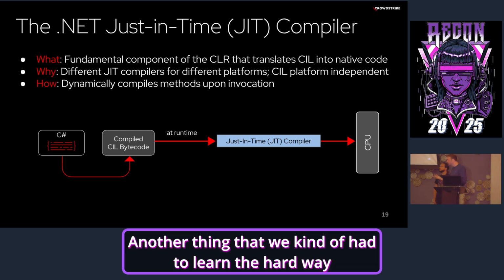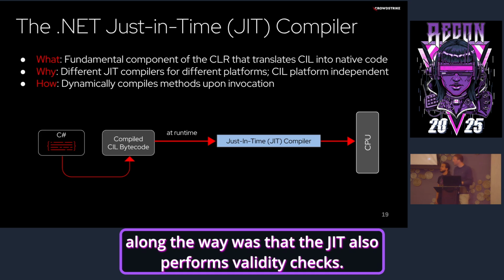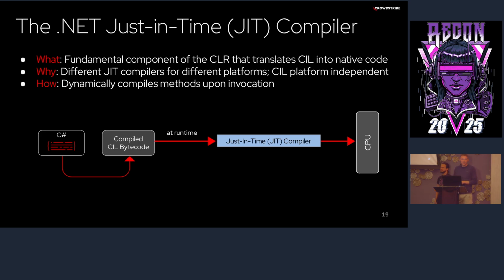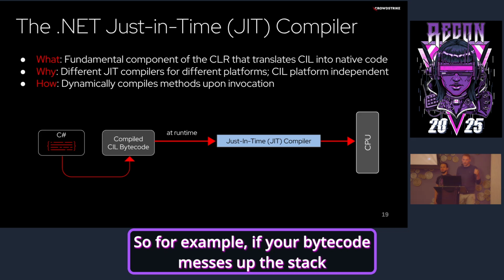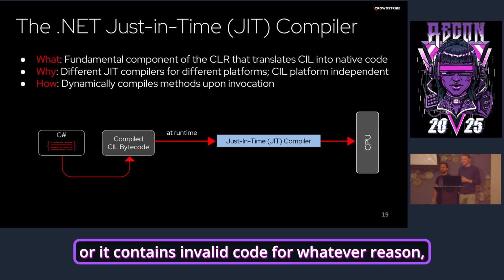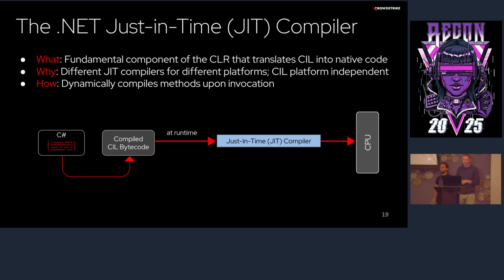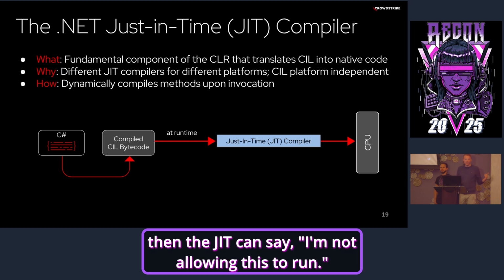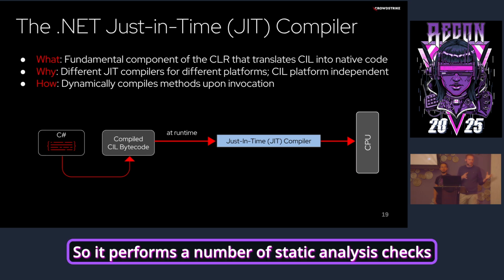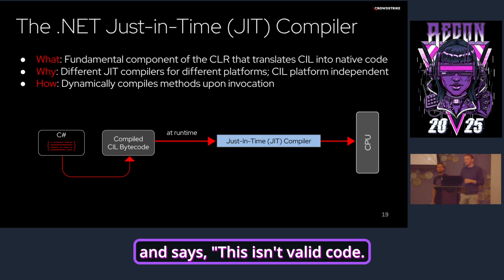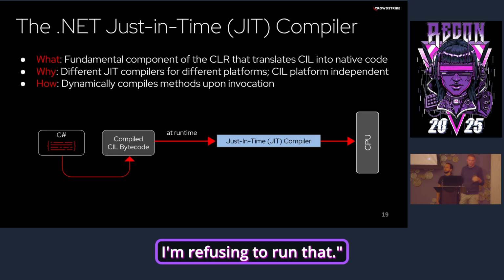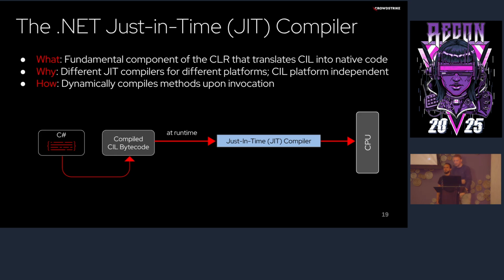Another thing that we had to learn the hard way along the way was that the JIT also performs validity checks. So, for example, if your bytecode messes up the stack or it contains invalid code for whatever reason, then the JIT can say, I'm not allowing this to run. So it performs a number of static analysis checks and says, this isn't valid code. I'm refusing to run that. And then usually you get an exception.